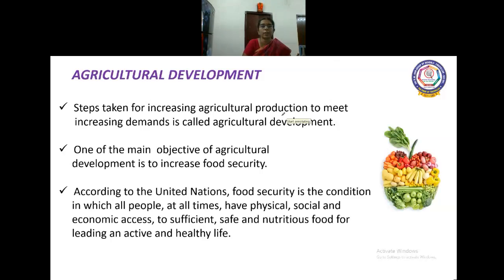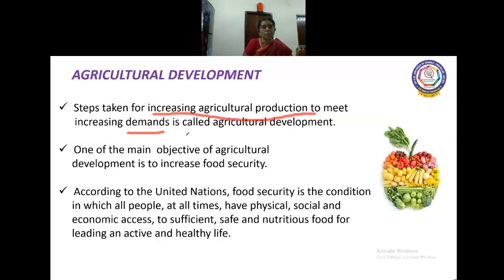So we have to increase agricultural production to meet the demand. There should be proper agricultural production to meet the increasing demand. That is called agricultural development. Then only a country can be called an agriculturally developed country. So agricultural development is very important for the development of the economy also.